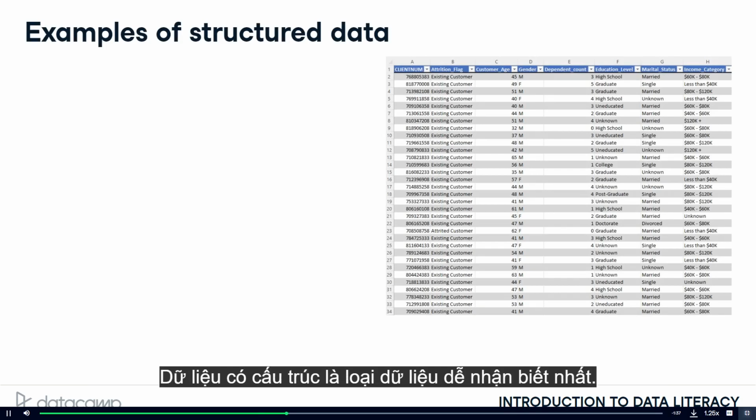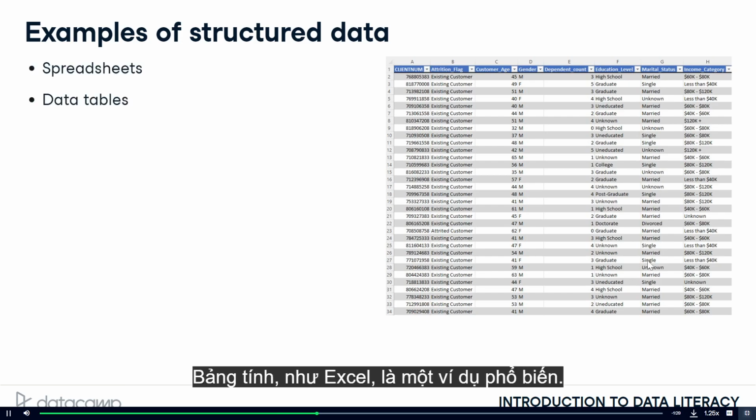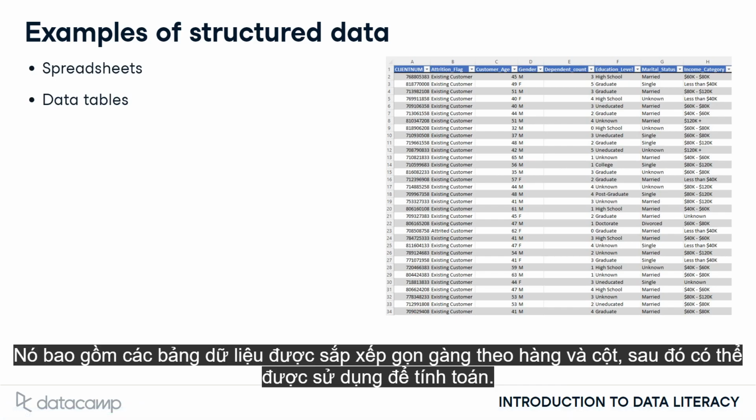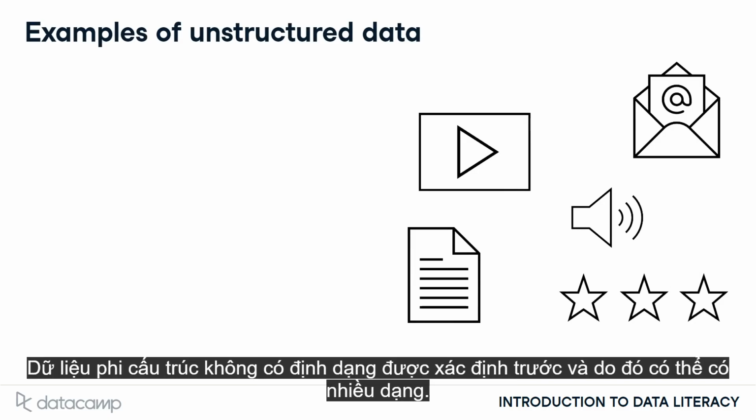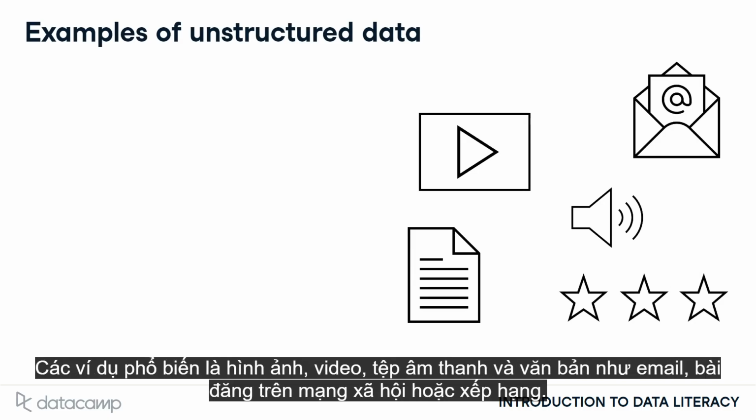Structured data is the most recognizable type of data. It is likely what would come first in your mind when thinking about data. Spreadsheets, like Excel, are a common example. It consists of sheets of data arranged neatly in rows and columns, which can then be used for calculations. Unstructured data has no predefined format, and so can come in many forms. Common examples are images, videos, sound files, and text like email, social media posts, or ratings.